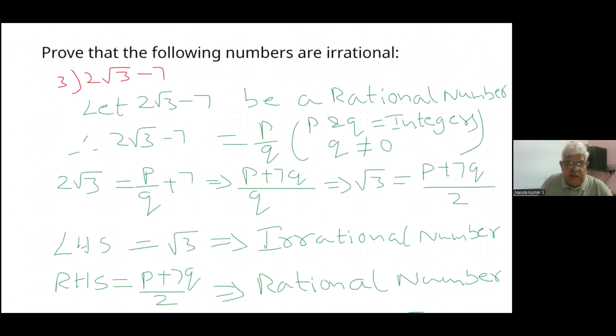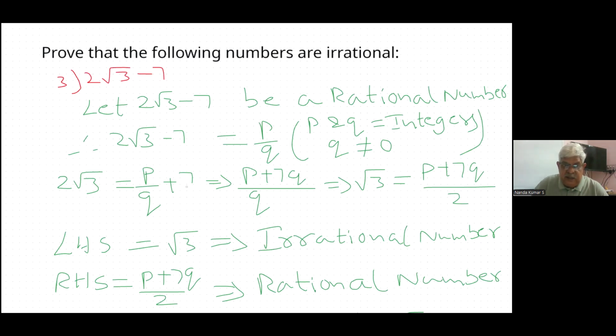So next numerical, yeah, we are trying to prove 2 root 3 minus 7 is an irrational number. So I have taken 2 root 3 minus 7 to be a rational number. Hence it is written in the form p by q, where p and q are integers and q is not equal to 0. Therefore, children, first minus 7 is shifted to the right, it became plus 7. Hence, 2 root 3 equals p by q plus 7, I take. Therefore, q and 1 LCM is q.